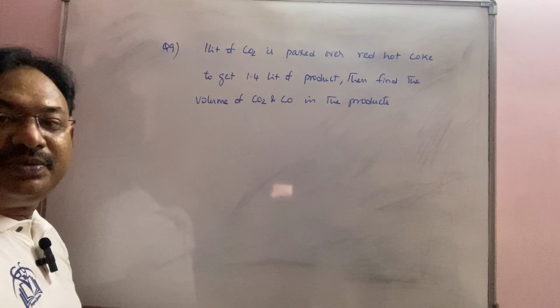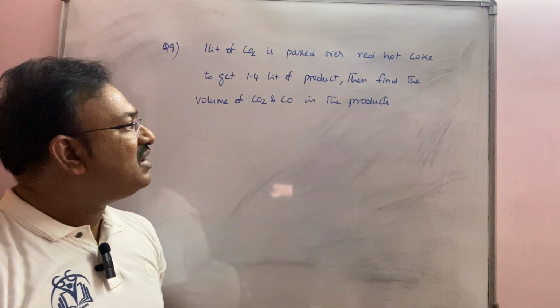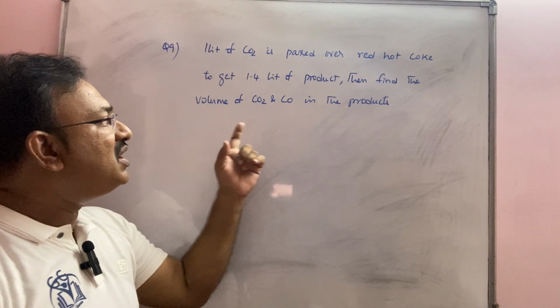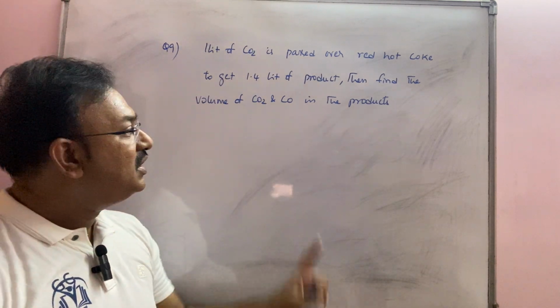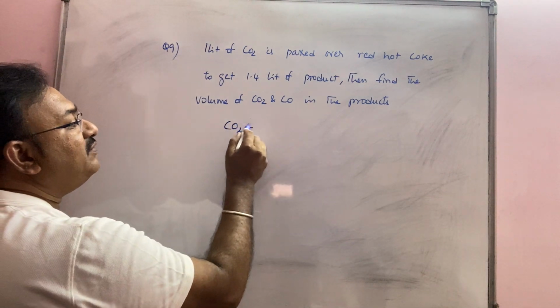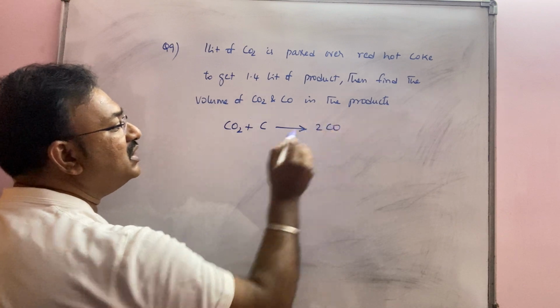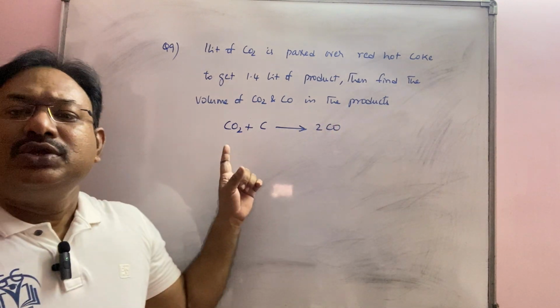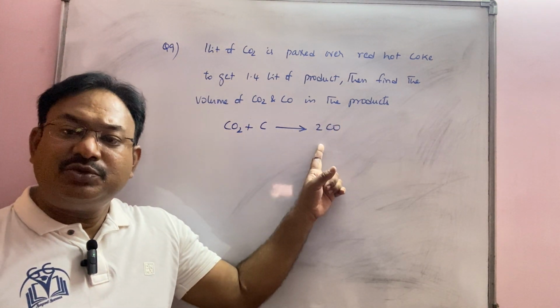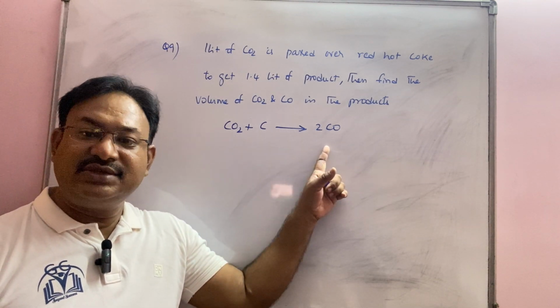Understand? 1 liter of carbon dioxide is passed over red hot coke to get 1.4 liters of product. Then find the volume of CO2 and CO in the final product. Okay, listen, all of you. Carbon dioxide reacts with coke. It gives rise to what? Carbon monoxide. So 1 mole carbon dioxide gives 2 moles of carbon monoxide. So 1 liter gives 2 liters.